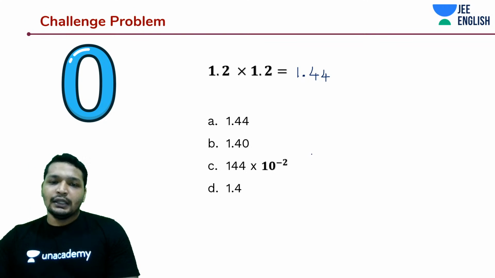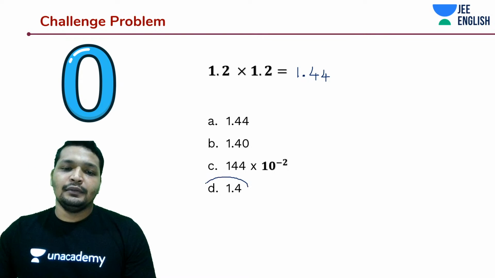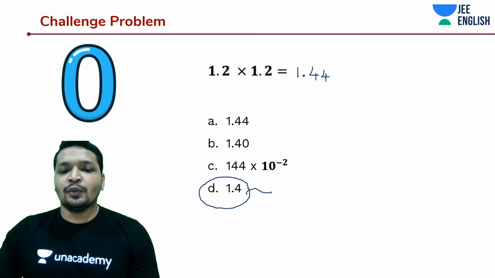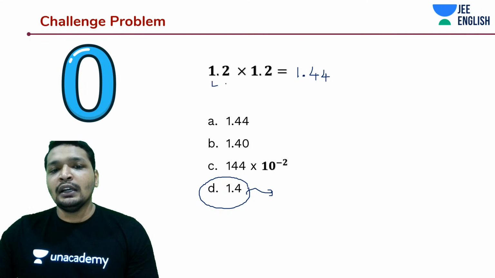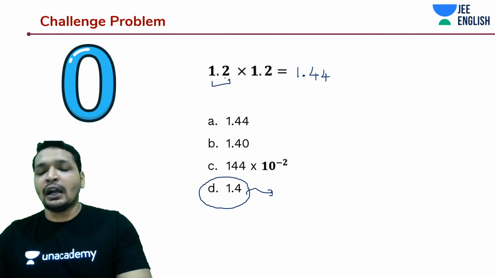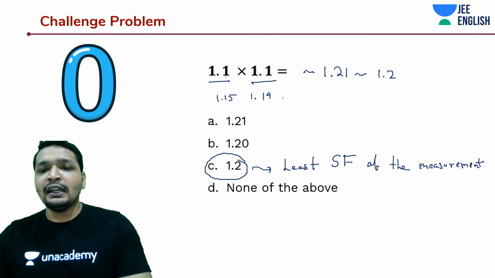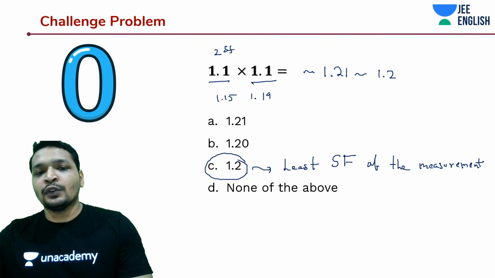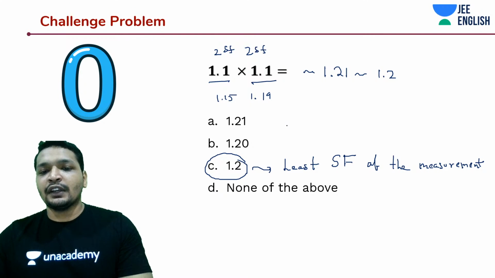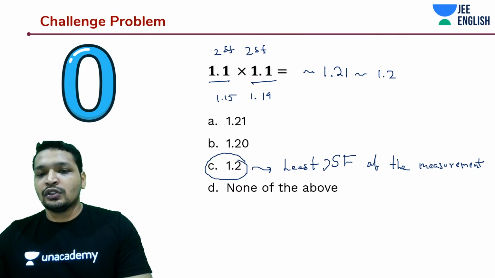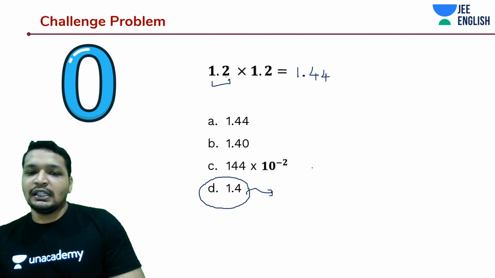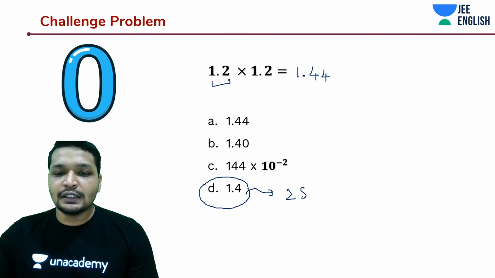It should be D. That's correct. That's correct, students. So why? Because you had two significant digits, just like how we did earlier. If you remember, we had two significant figures. So the least significant figures was two significant figures, and here also the least is two significant figures. Yes, that's correct. Yes, two significant figures.